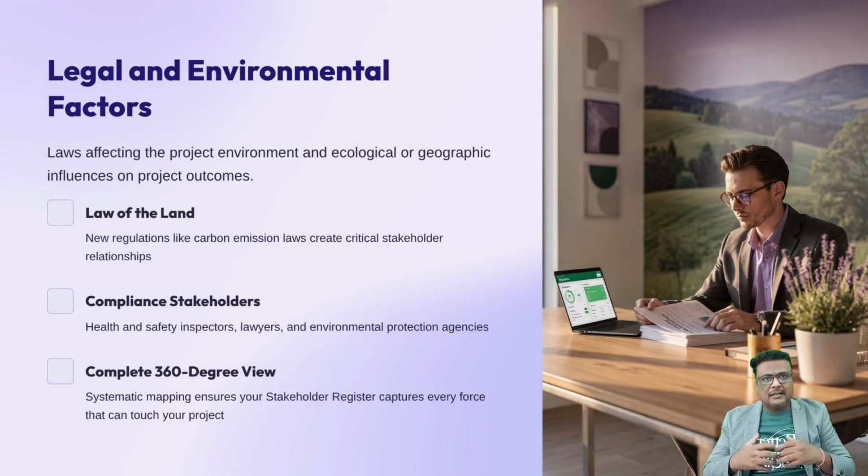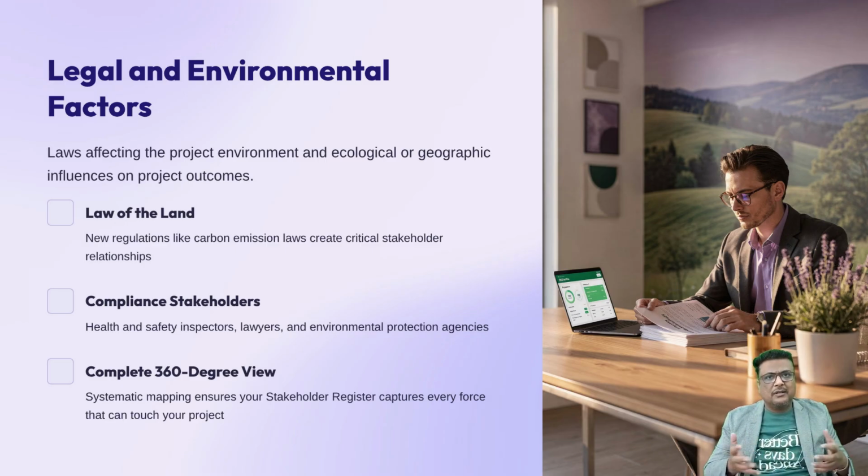Finally, we reach the legal and environmental factors, the L and E of our PESTLE. Formally, these involve the laws that affect the project environment and the ecological or geographic influences on project outcomes. In plain English, this is the law of the land and the power of nature. This identifies stakeholders like health and safety inspectors, lawyers, and environmental protection agencies. If a new carbon emission law is passed, those inspectors are now your most important stakeholders.